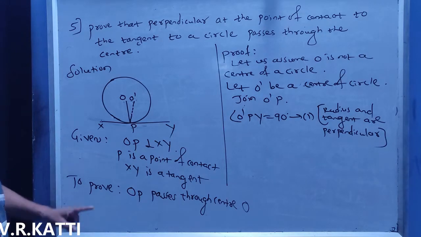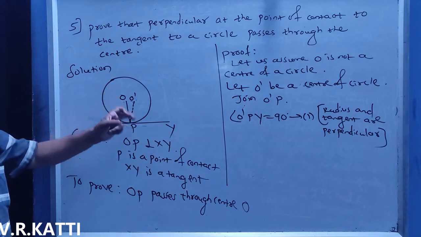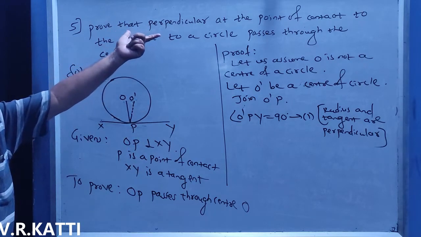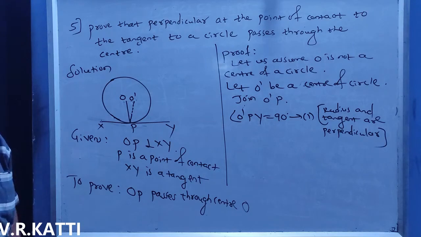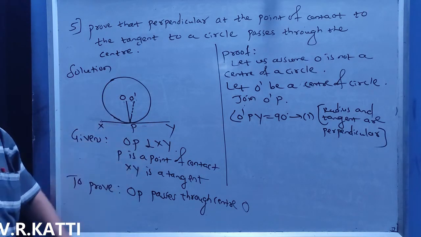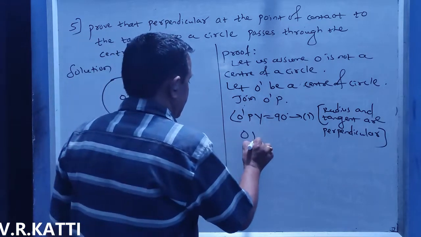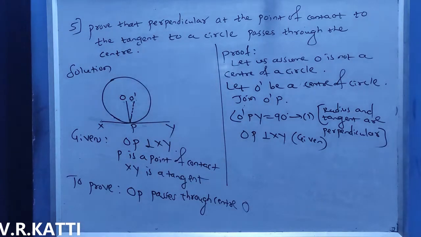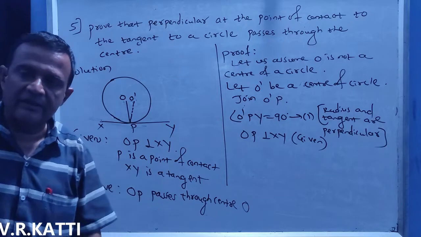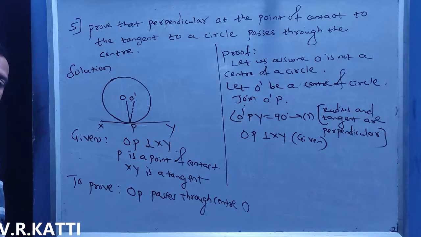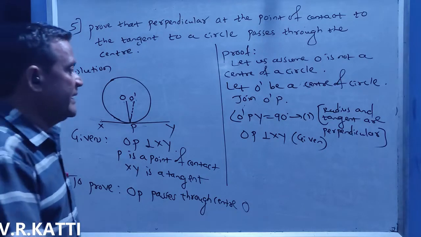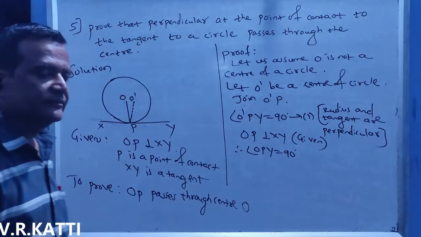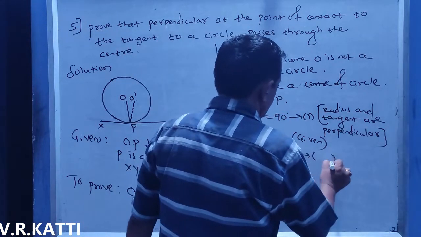Next, angle OPY is 90 because OP is perpendicular to XY, given in the question only. Perpendicular at the point of contact. So OPY is 90, since OP is perpendicular to XY, given. So if OP is perpendicular to XY, then angle OPY will be 90. Therefore OPY is also 90. Let it be 2.